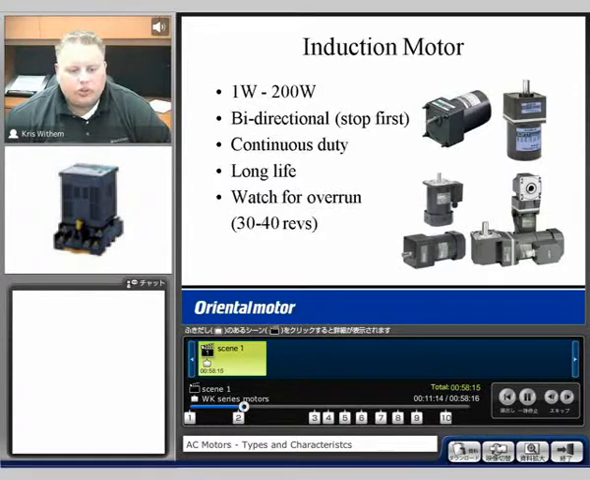It's rated for a continuous duty, has a long life. The one thing you want to be careful of is overrun. At any time, if you're stopping like on a conveyor or a lead screw, you will have 30 to 40 revolutions of overrun on the motor. This is without a gear head, and this is without a load. So from the time you pull voltage away, the motor will still continue to run for around 30 to 40 revolutions.